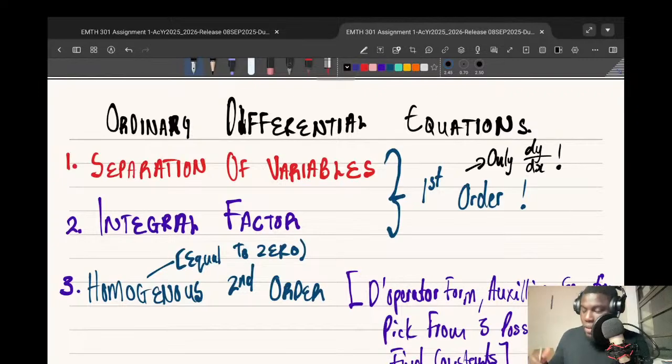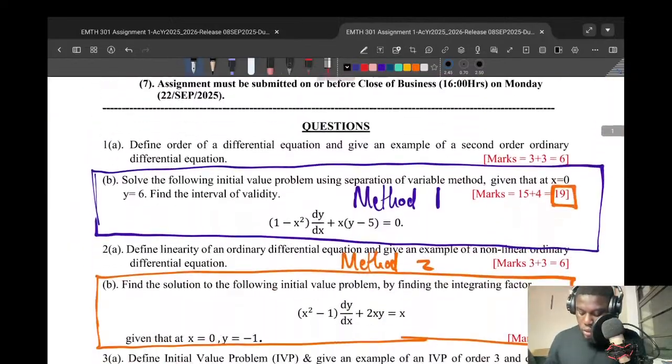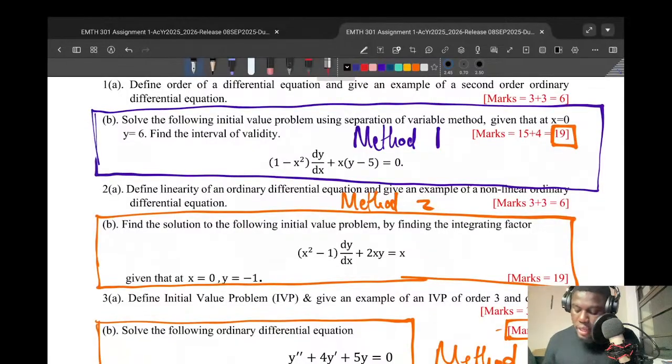Method number one or method number two, they are very good because they actually tell you what to use. They'll say use separation of variables or they'll say use the integrating factor. So this one is not hard and you just go ahead and do that. Let me show you. Here is a question. They're saying solve the following using separation of variables. So separation of variables, we are going to be able to do it.